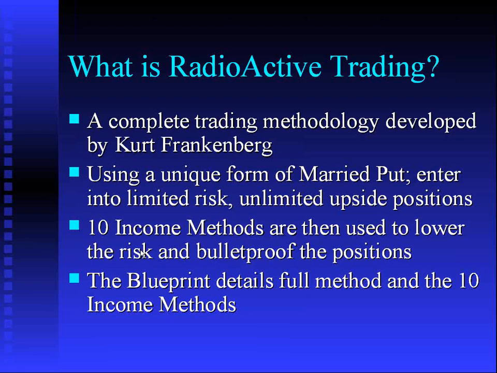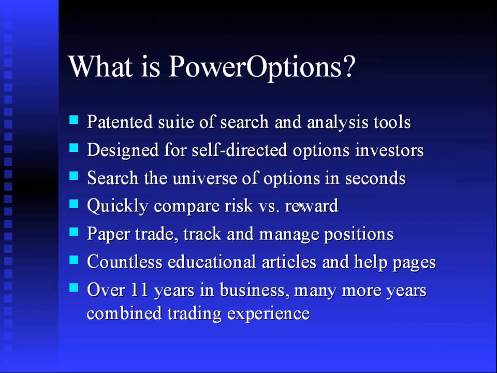Now, after that position is opened, over time he's developed 10 different income methods that are used to lower the initial at risk and potentially bulletproof the positions. And by bulletproof, that means that we've lowered the cost basis of the total position, stock plus put, to be at a price that's below the guaranteed strike price, the guaranteed exit of that put strike price. And of course, the blueprint details the full method and the 10 different income methods that are used.